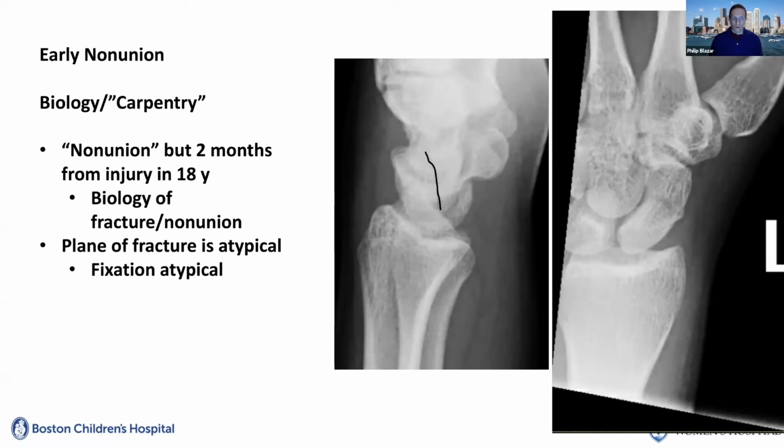And so these early non-unions, if you like, certainly meet Dr. Herbert's definition of non-union, more than 6 weeks from injury. I do think this case brings to light the tension in scaphoid non-union surgery between biology and, if you like, musculoskeletal carpentry. 2 months out from injury, but in an 18-year-old, I think biologically these may be somewhere between typically what we think of a fracture and a non-union. And then in this case, the carpentry, I think, is interesting because the plane of the fracture is somewhat atypical. And so the fixation may need to be a little bit atypical.